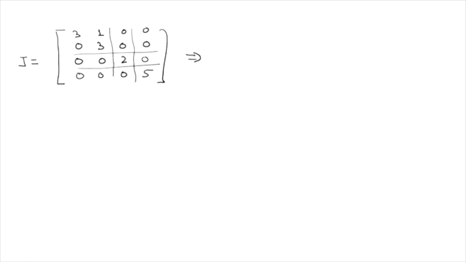So if someone asks me to write J raised to power 4, I will calculate it block wise. So here n is 4, k is 2. The first entry will become 3 raised to power 4. The second entry will become 4C1 into 3 raised to power 4−1. Then 0 here and 3 raised to power 4. So this is for the first block.